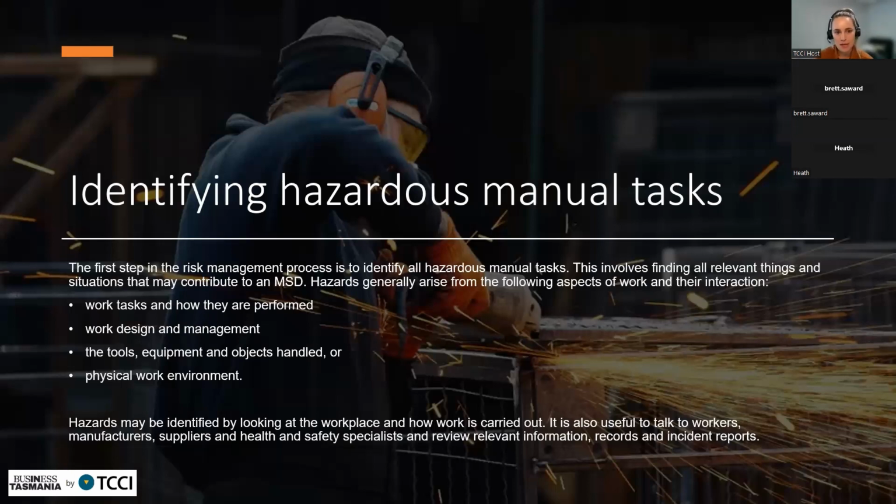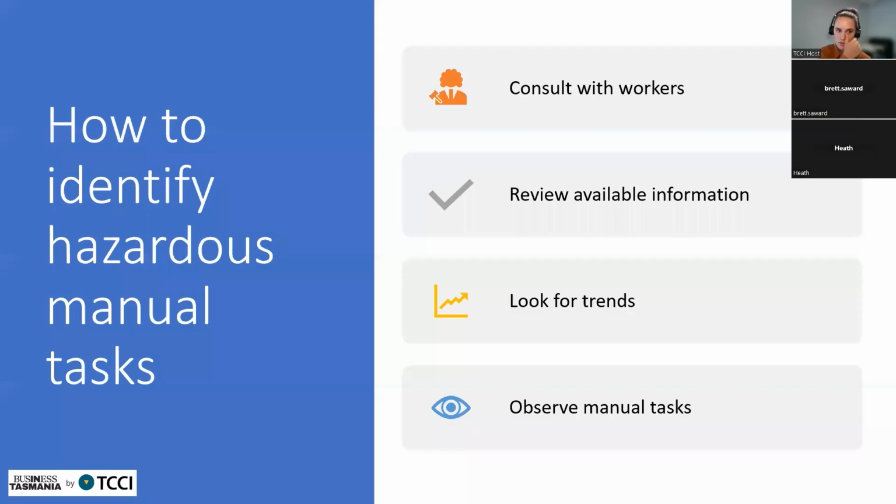Hazards may be identified by looking at the workplace and how work is carried out. So just doing some observations, and then also further to that, consult with your workers. Your workers are the ones working around these hazards every day. They're working using this equipment, using the tools, using the plant. They should have a fair understanding of some hazards associated with the work that they are doing.